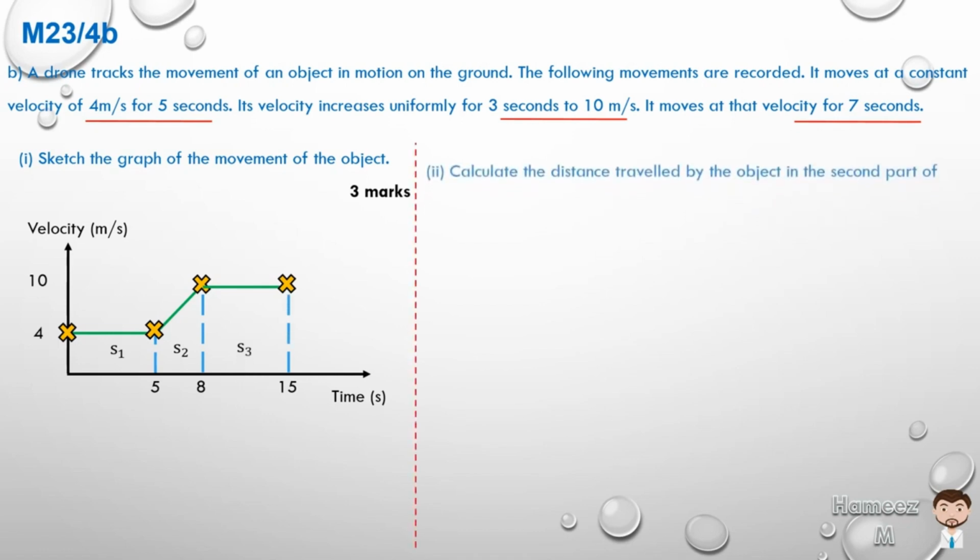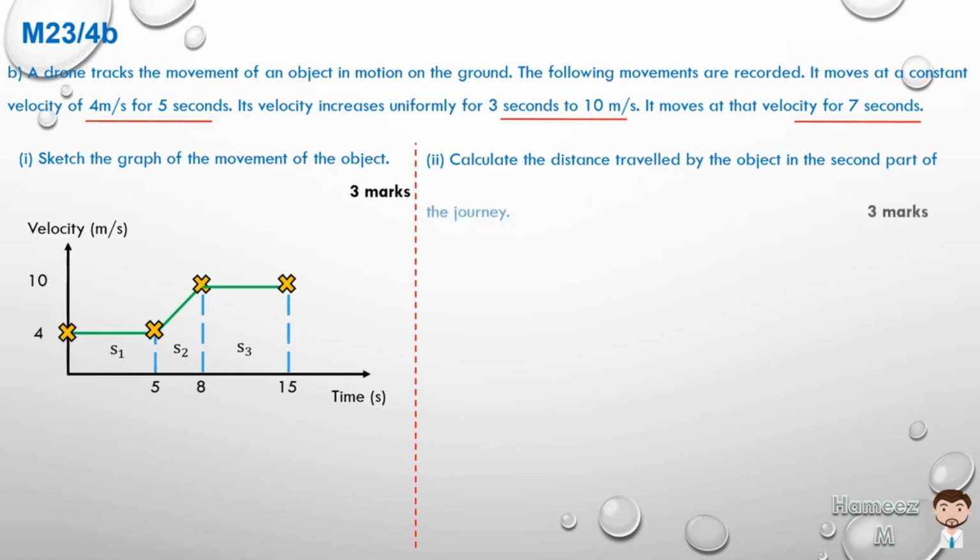Part 2. Calculate the distance traveled by the object in the second part of the journey. So that distance is what we're trying to find, S2. That shape is a trapezium, so the formula is a half (a plus b) times h.